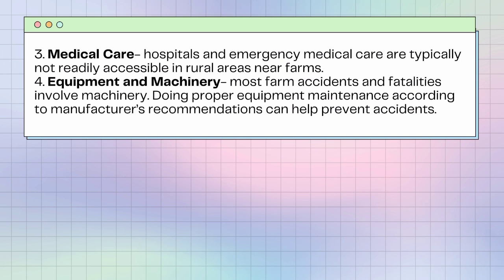Number 3. Medical care. Hospitals and emergency medical care are typically not readily accessible in rural areas near farms. Number 4. Equipment and machinery. Most farm accidents and fatalities involve machinery. Doing proper equipment maintenance according to the manufacturer's recommendation can help prevent accidents.